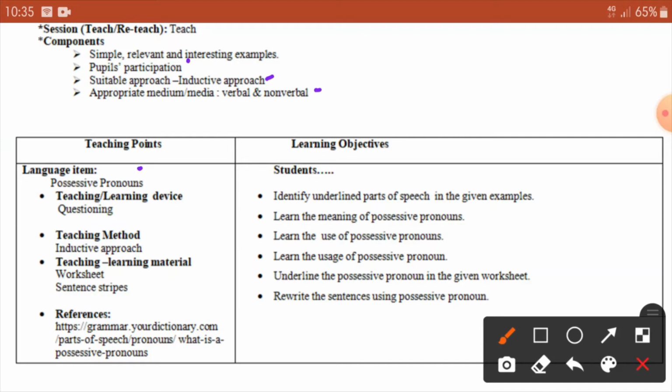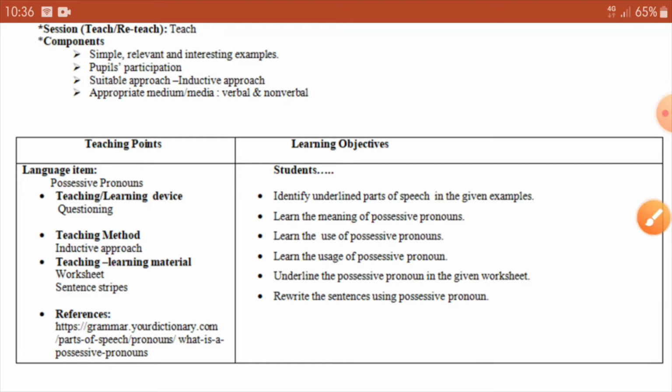Coming to the teaching method, I have used the inductive-deductive approach here. First I had prepared the episode on the inductive approach, later I added some worksheets, so that becomes the inductive-deductive approach. So you can mention accordingly: it can be inductive, deductive or inductive-deductive. The teaching learning material I have used here is sentence strips, and a worksheet has been used. Coming to the references, I have mentioned them below.